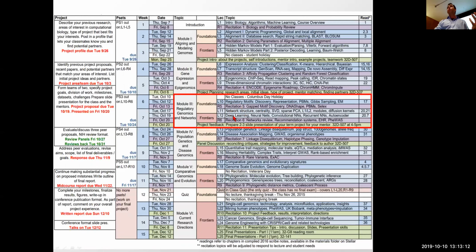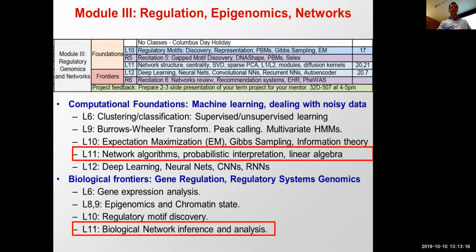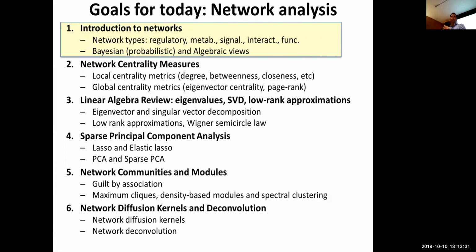And then on Thursday next week, we'll talk about a different class of networks, namely machine learning networks. So basically deep learning and neural networks. So today we're going to be talking about network algorithms and the probabilistic interpretation of these networks and some foundational linear algebra techniques that are very broadly useful. So what are these specifically? First, let's introduce networks. What are the different types of networks?